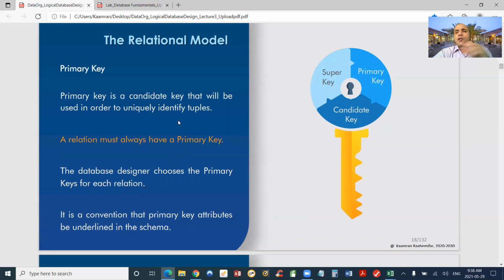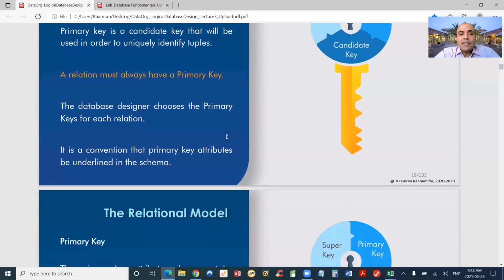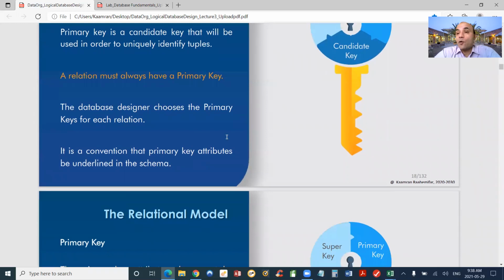So now you may have candidate 1, candidate 2, candidate 3, and so on. You scratch your head and go, which one do I want to choose? You are a database designer. Which one do I want to choose to identify my tuples, my rows, uniquely? That becomes your primary key. A relation must always have a primary key, of course. The database designer chooses the primary keys for each relation. It's your job to define what the primary key is.